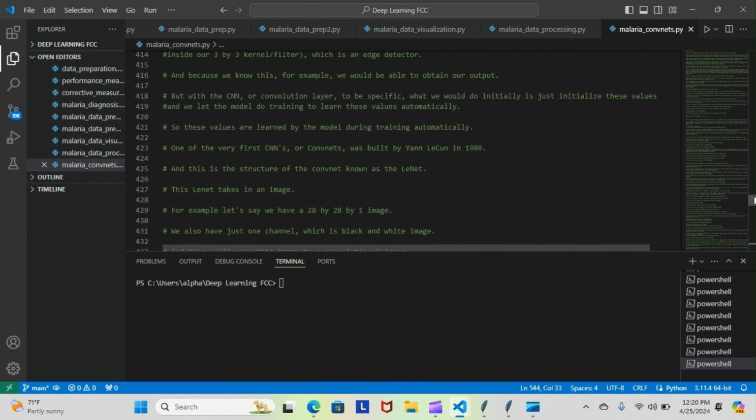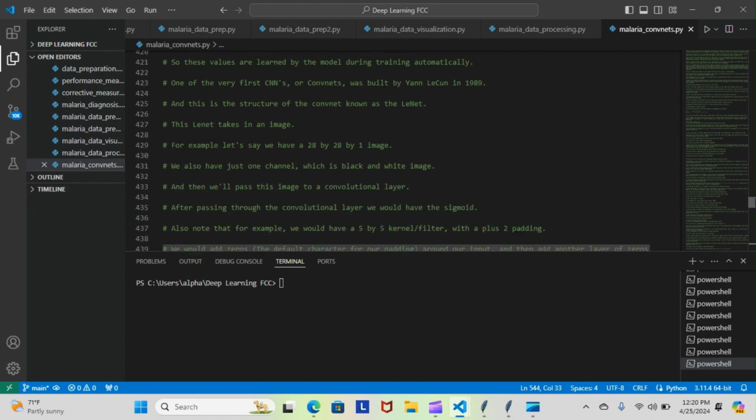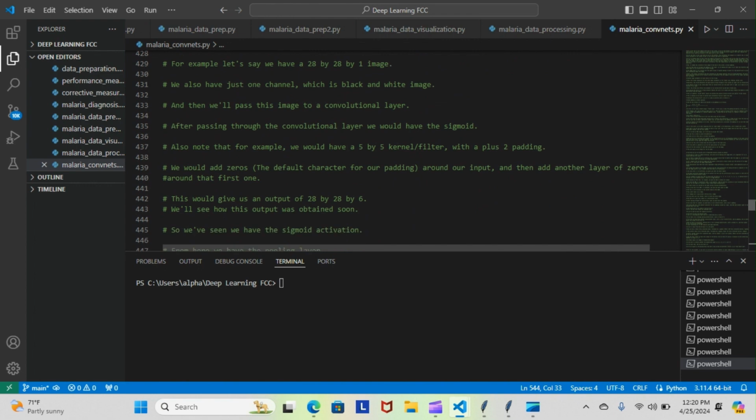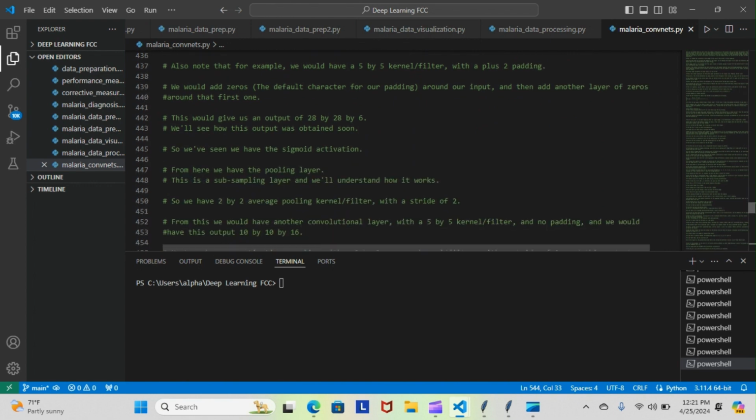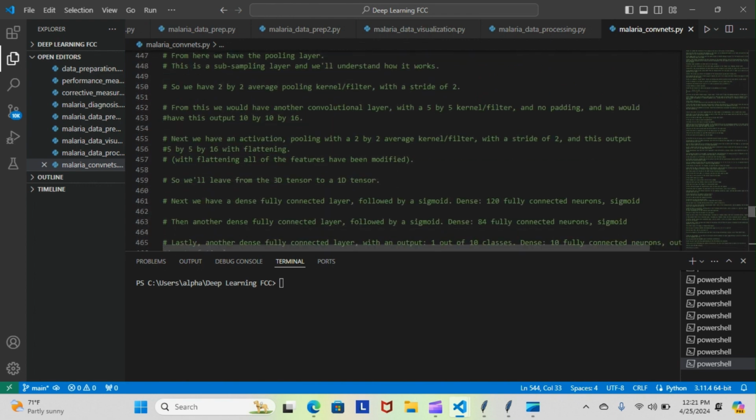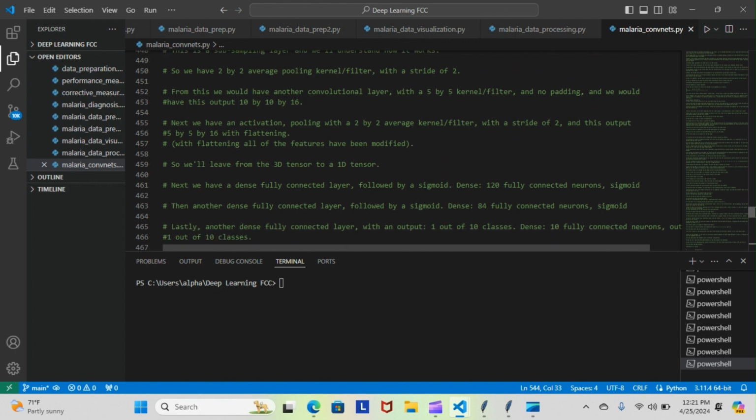Now, one of the very first CNNs or covnets was built by Yann LeCun in 1989. Actually, we're just going into information about when it was created and different things you can do with it. We did take a lot more notes. Let me see if I can move down and get into something more interesting.